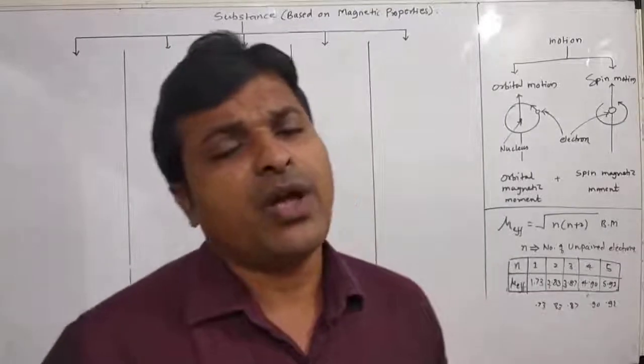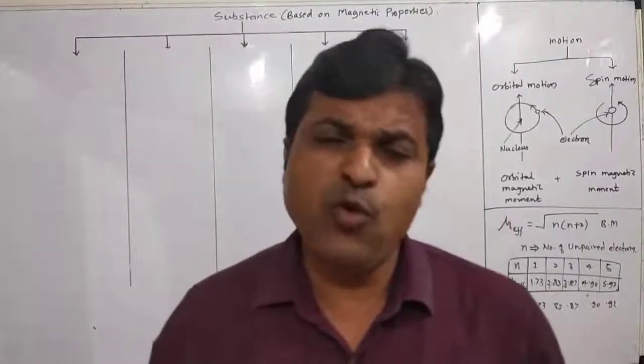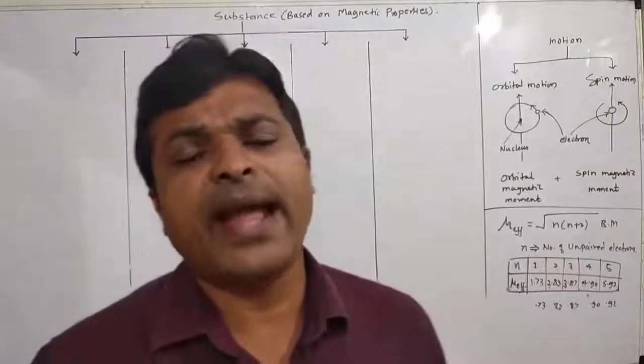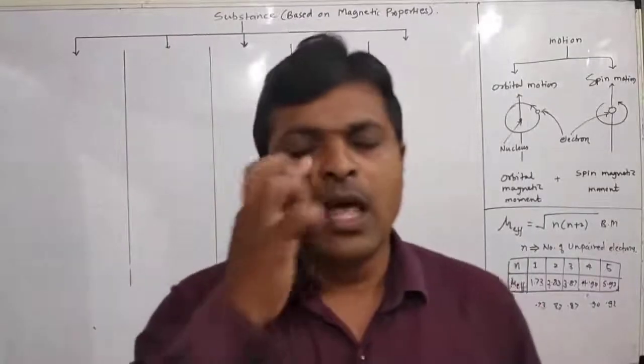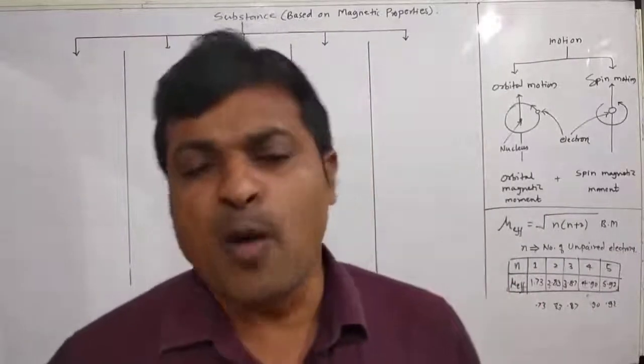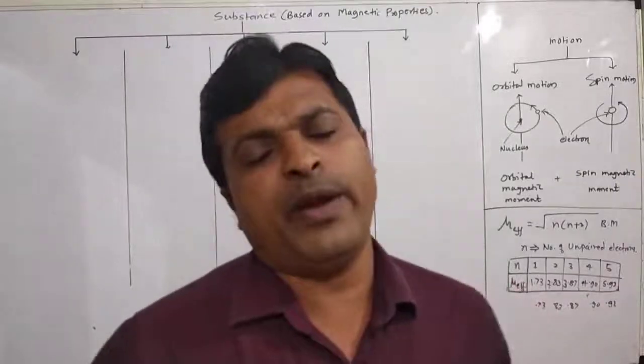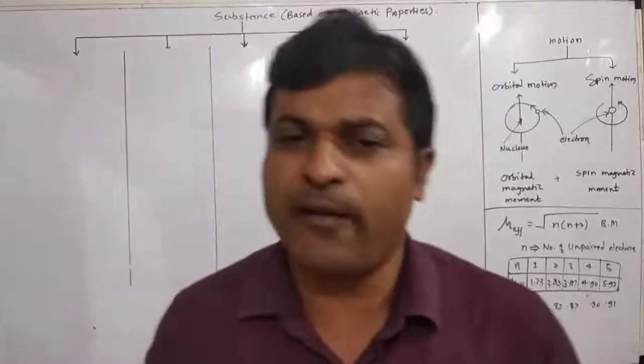Now in this lecture we will discuss a new physical property, that is magnetic properties. And on the basis of magnetic properties we classify elements into 5 types.